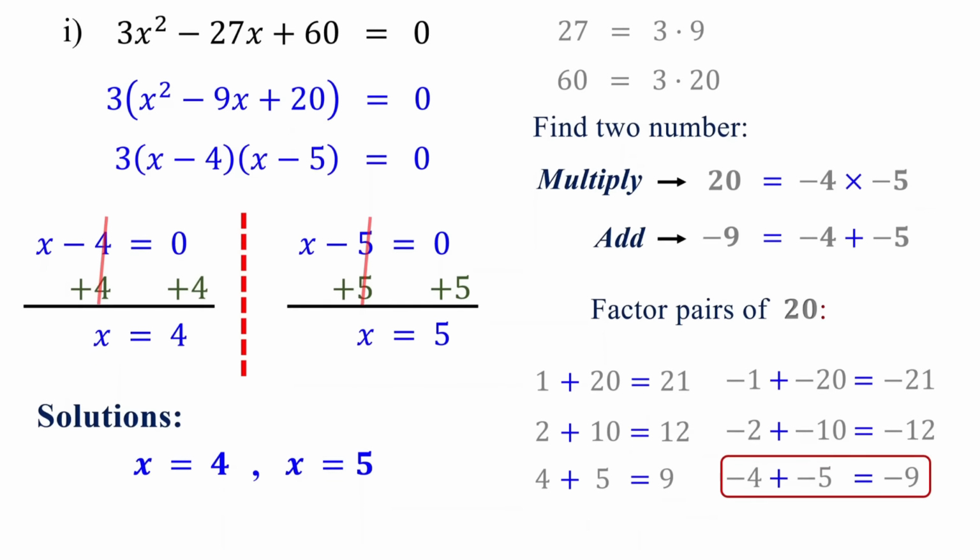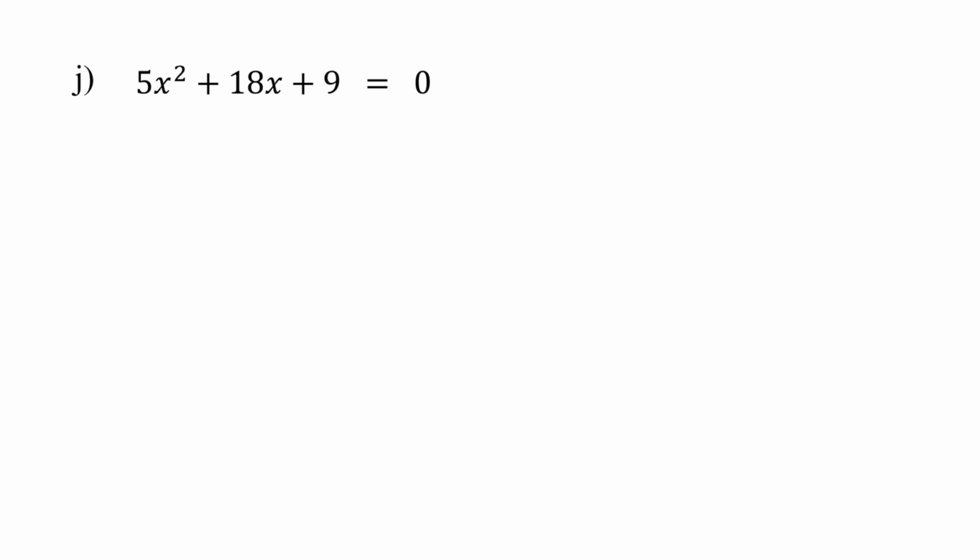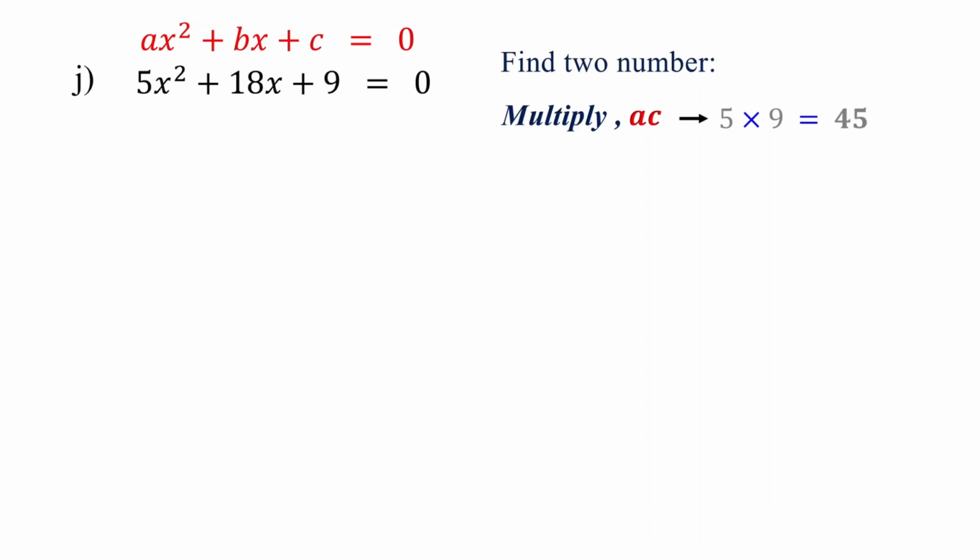However, in the next example, we cannot factor out 5 because it is not a common factor of both 18 and 9. In such cases, start by multiplying the leading coefficient by the constant term. In this example, the leading coefficient is 5, the constant term is 9, and their product is 45. Then, find two numbers that multiply to give this product and add up to the coefficient of the middle term. So, you need to find two numbers that multiply to give 45 and add up to 18.